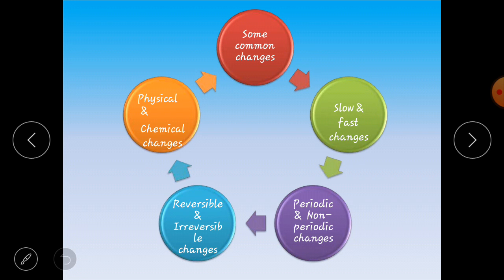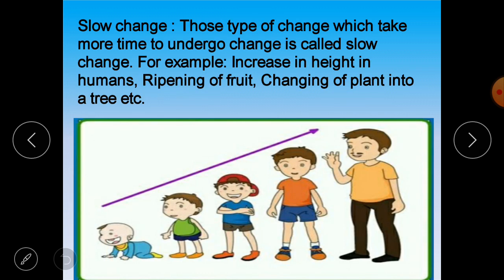Some common changes around us. Moving from the right side: slow and fast changes, periodic and non-periodic changes, reversible and irreversible changes, physical and chemical changes. What are slow changes? The type of change which takes more time to undergo a change is called a slow change. For example, increase in height in humans, ripening of fruits, changing of plant into a tree are some of the examples of slow changes.